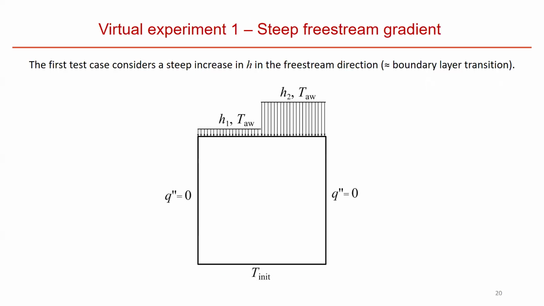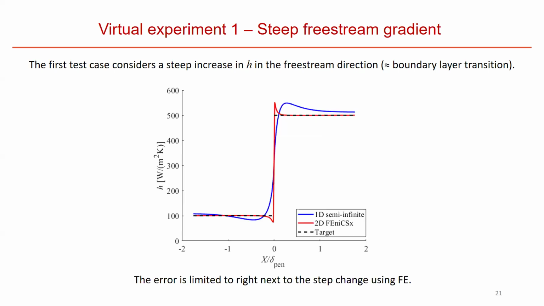Simple as that. The first case is a very abrupt change in free stream heat transfer coefficient. You can have this kind of thing in, for instance, a boundary layer transition from laminar to turbulent. Not as extreme, of course, but it's an approximation. As you can see, the semi-infinite 1D assumption method fails completely. Over more than a penetration depth, the results are really quite poor. Whereas in Phoenix, you just get a little deviation at the intersection, which is probably caused by a slightly coarse mesh in that area.